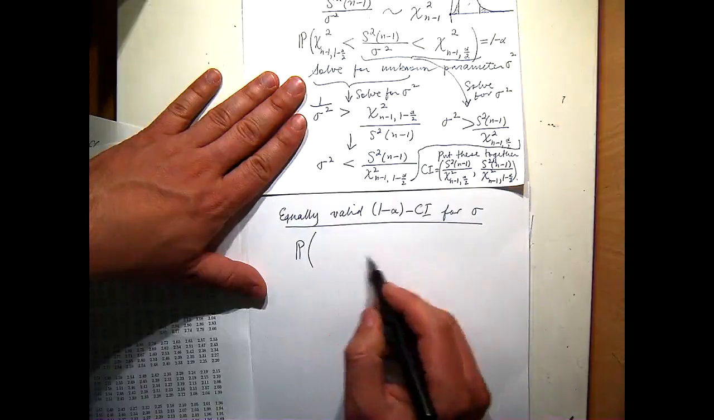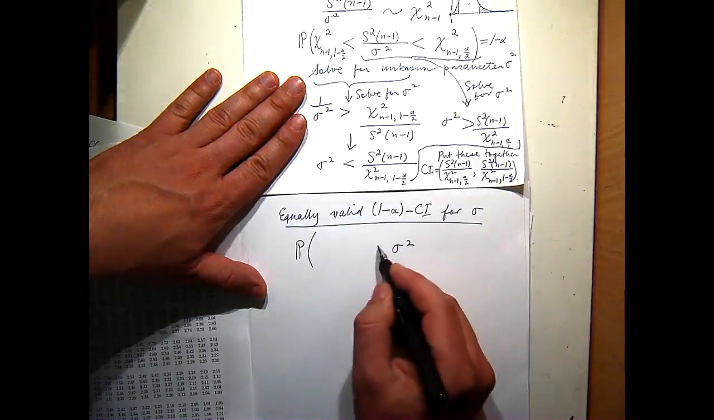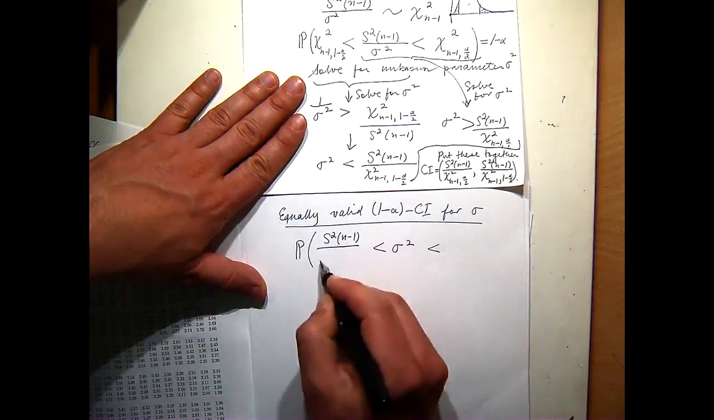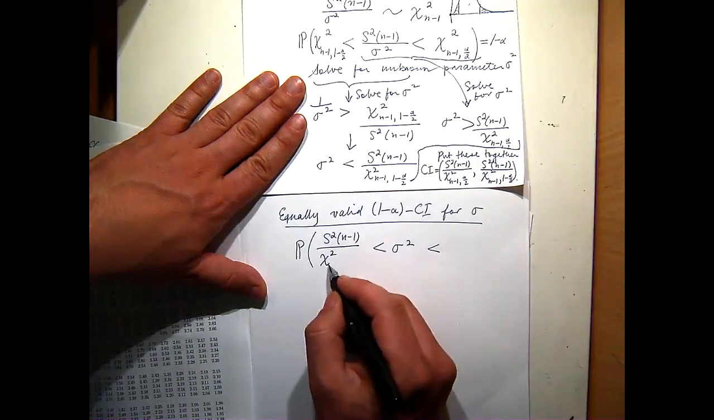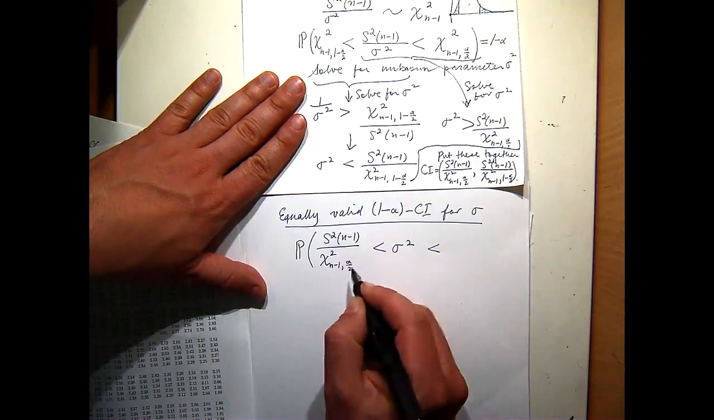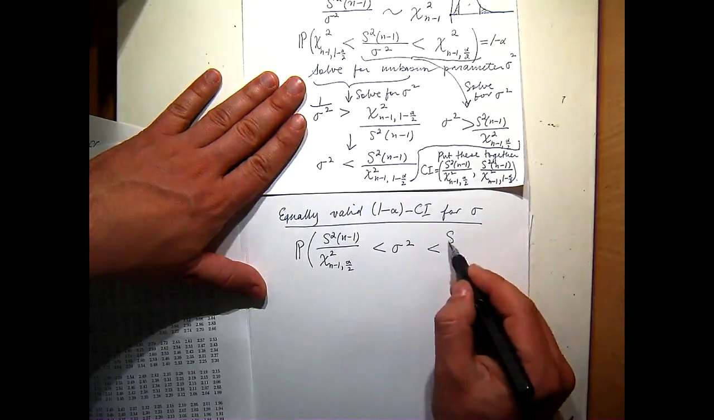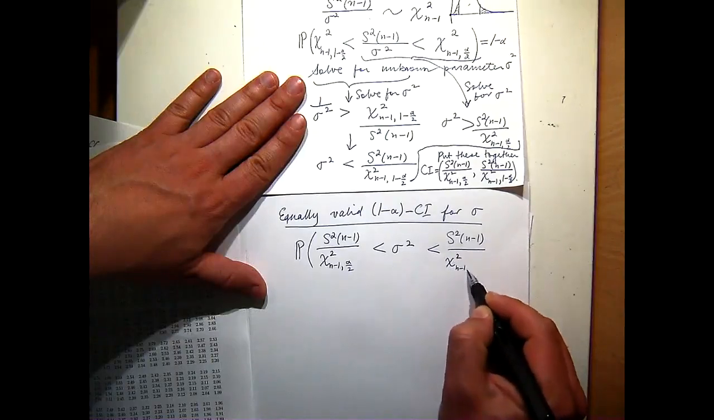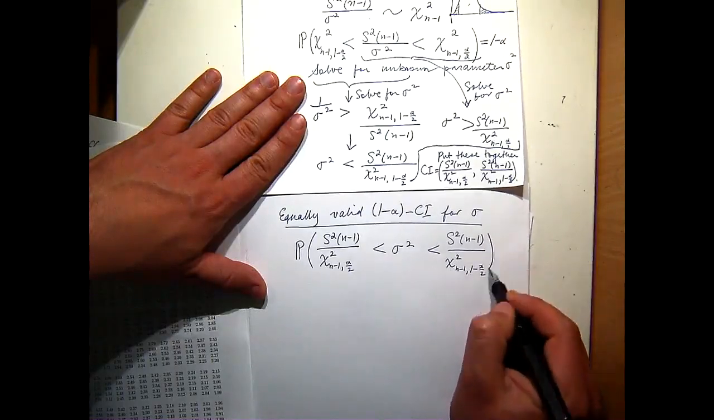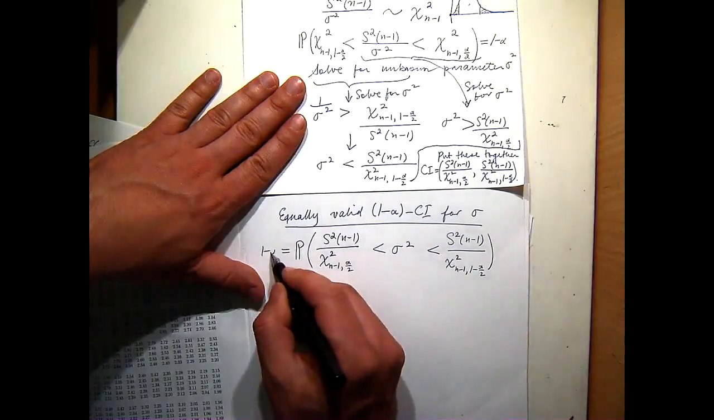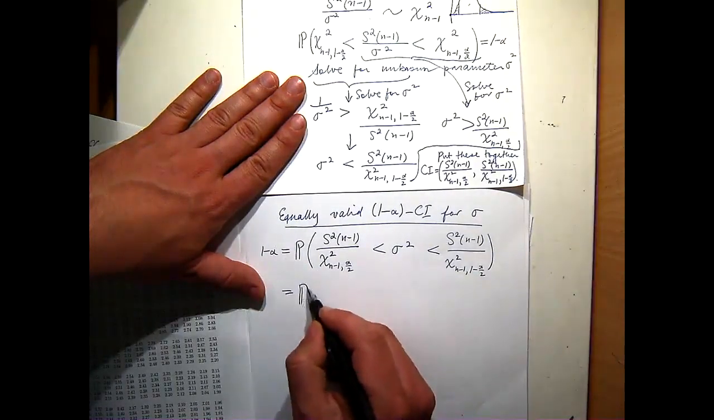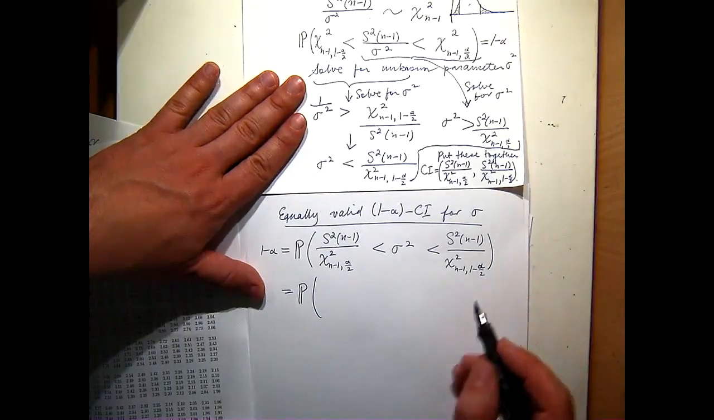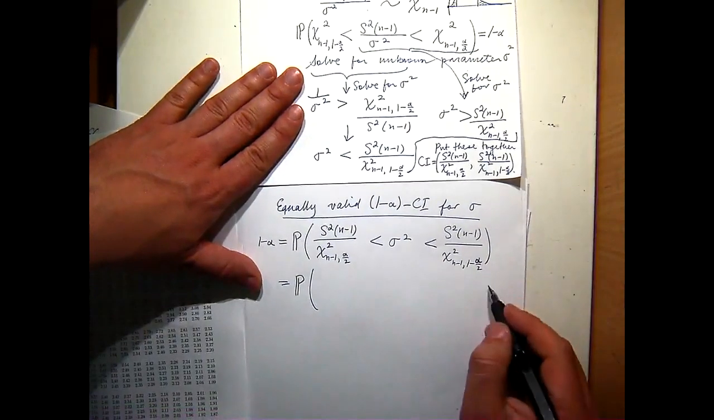just reminding, the probability that sigma squared is between these two bounds, s squared (n minus 1) divided by chi squared n minus 1 alpha over 2, and s squared (n minus 1) divided by chi squared n minus 1 comma 1 minus alpha over 2. You know that that probability is equal to 1 minus alpha. And so that probability is just by taking square roots. Once again, it's not going to be a symmetric interval, but it will still be a balanced interval.